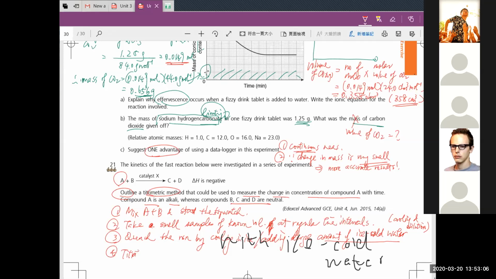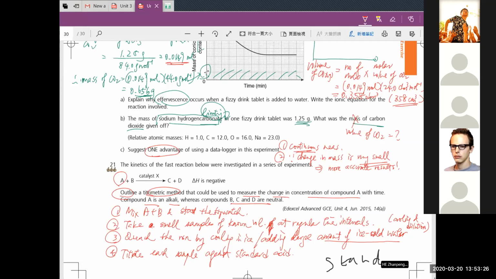How about the 4? Do the titration, right? Titrate each sample against what? Against standard acid. Normally I use HCl.